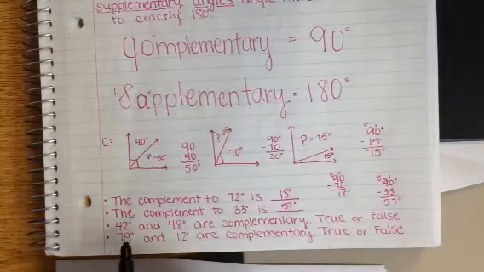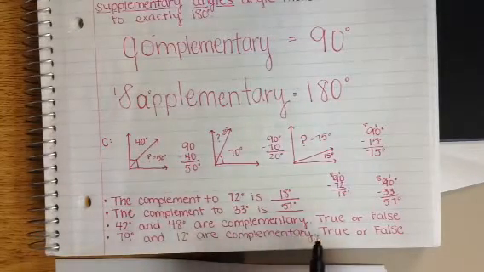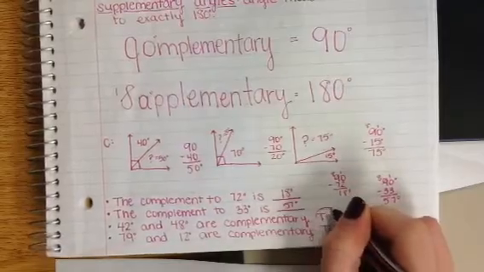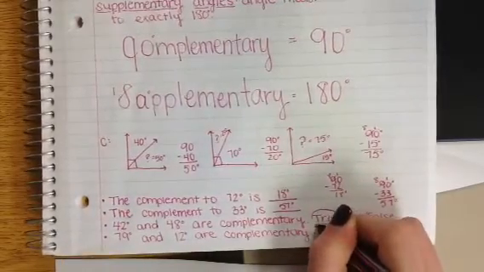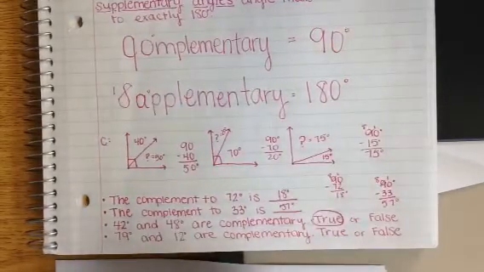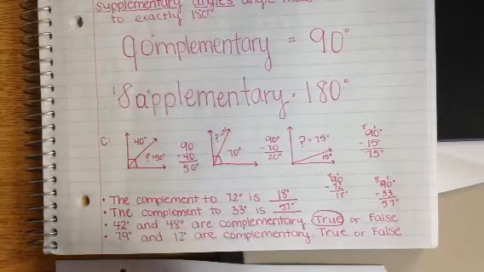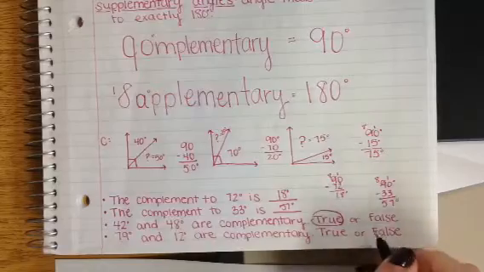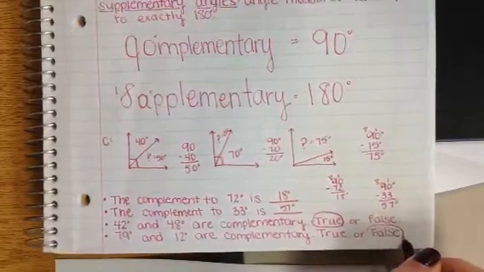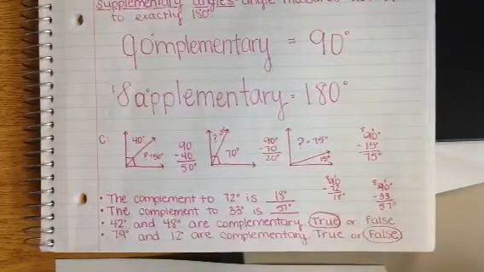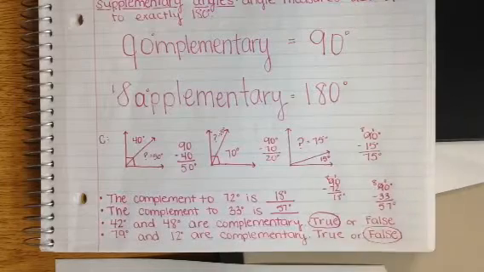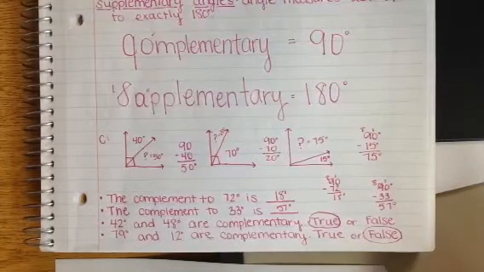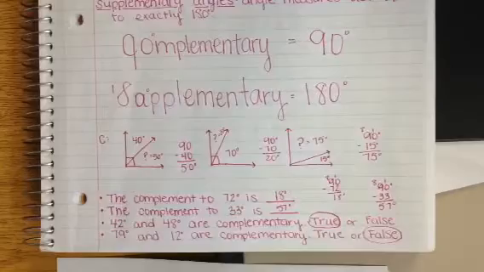All right, 42 degrees and 48 degrees are complementary. That is true. If you added those two numbers together, you would have gotten 90 degrees. This next one, 79 degrees and 12 degrees are complementary. That is false. When you add those two numbers together, you get 91 degrees. So that would not be exactly 90 degrees, which makes them not complementary.